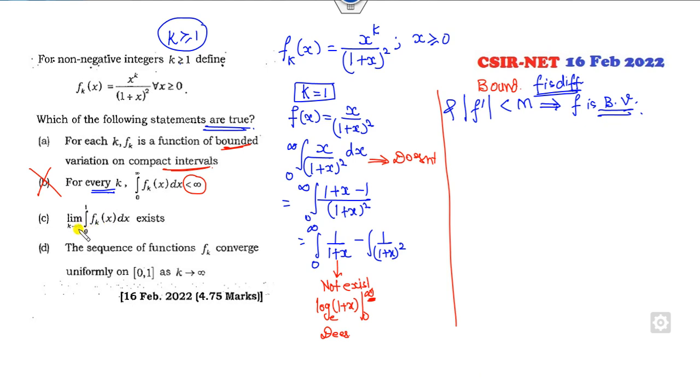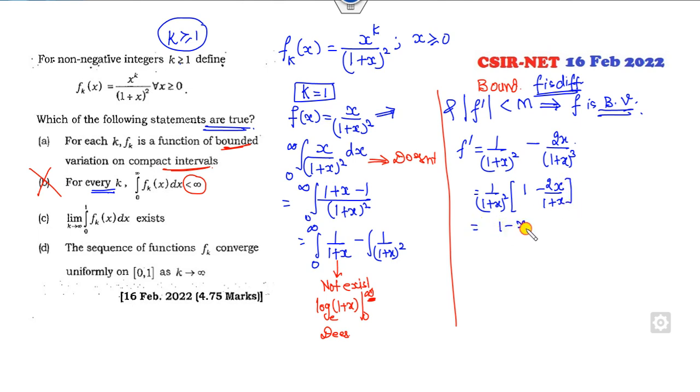Okay, firstly we need a derivative. So let's start with the derivative of this. For each k, let's say k is equal to 1. What is the derivative of this? I can simply take minus 2 over 1 plus x cubed of this. I can take 1 over 1 plus x squared as common. It will be 1 minus 2x over 1 plus x, so it is 1 minus x over 1 plus x cubed.